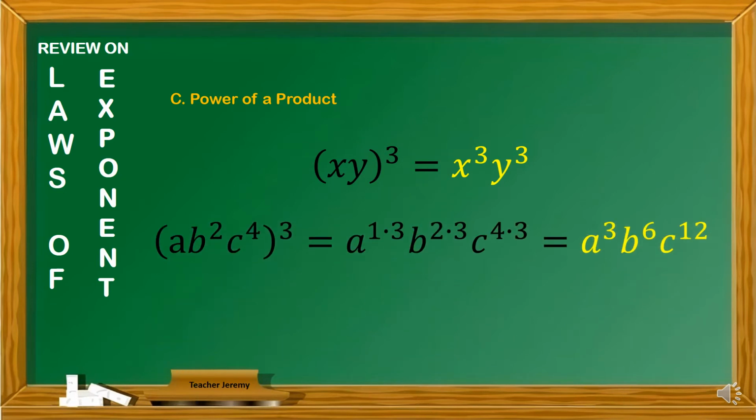Another example, the cube of ab squared c raised to the 4th power. You're going to distribute the exponent 3, the one outside. So it will become a raised to 1 times 3 because the exponent of a is 1. And then b raised to 2 times 3, and c raised to 4 times 3. After that, you can now get the product of the exponents. So it will become a cubed, b raised to the 6th power, c raised to the 12th power.